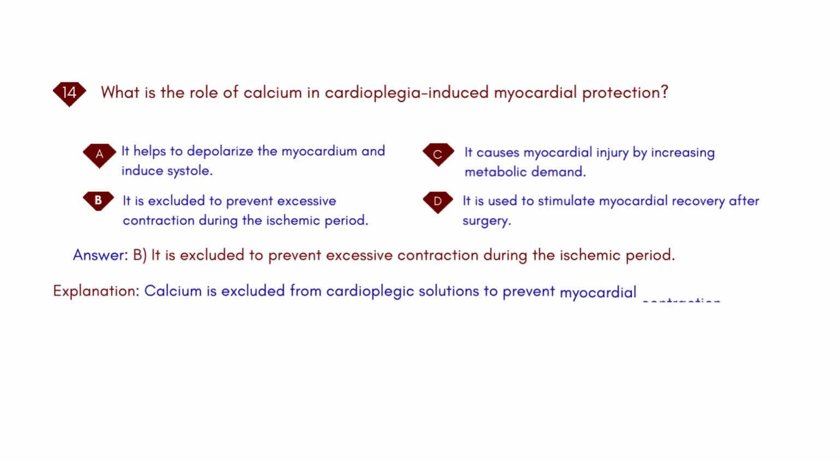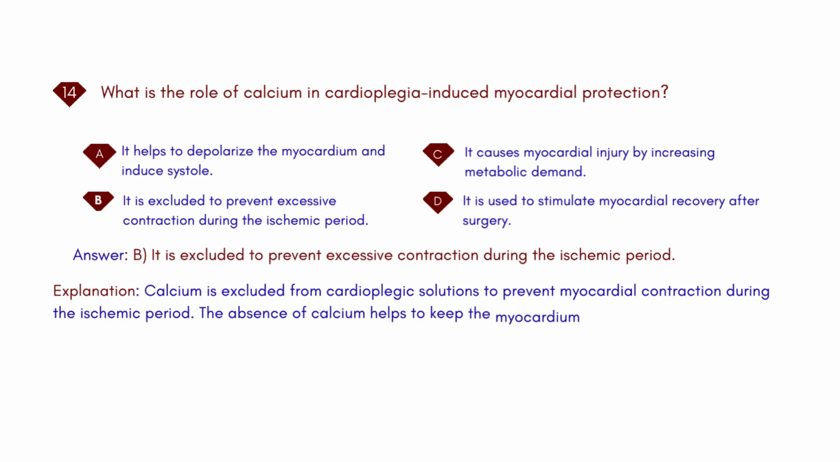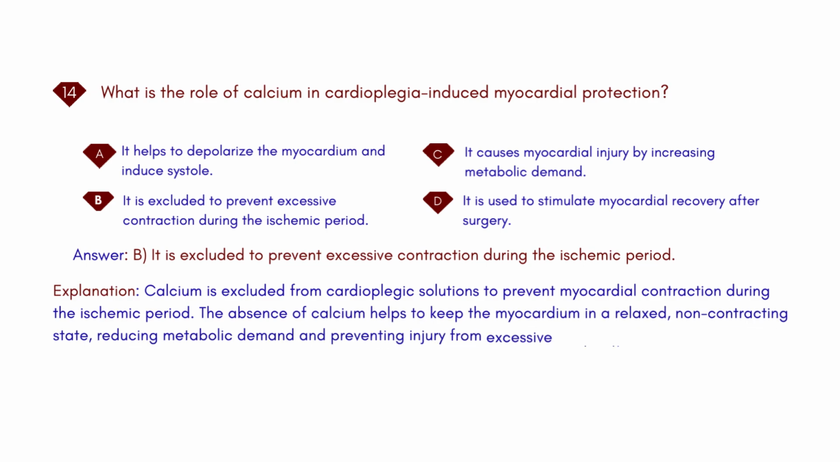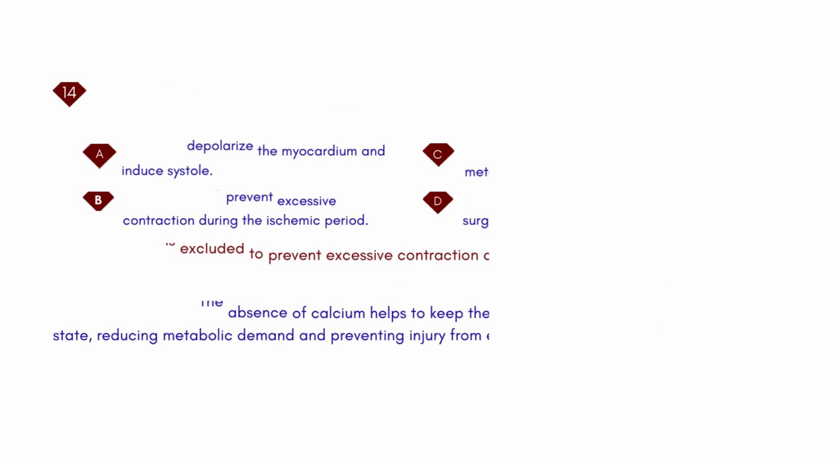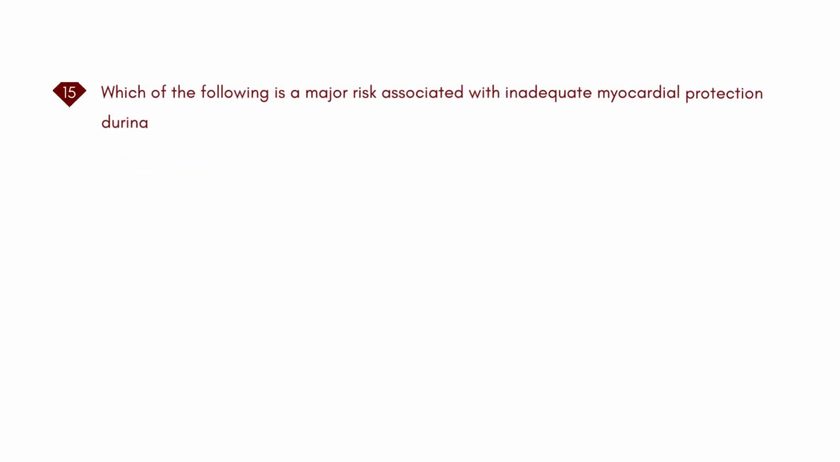Explanation: Calcium is excluded from cardioplegic solutions to prevent myocardial contraction during the ischemic period. The absence of calcium helps to keep the myocardium in a relaxed, non-contracting state, reducing metabolic demand and preventing injury from excessive contraction. Which of the following is a major risk associated with inadequate myocardial protection during cardiac surgery?